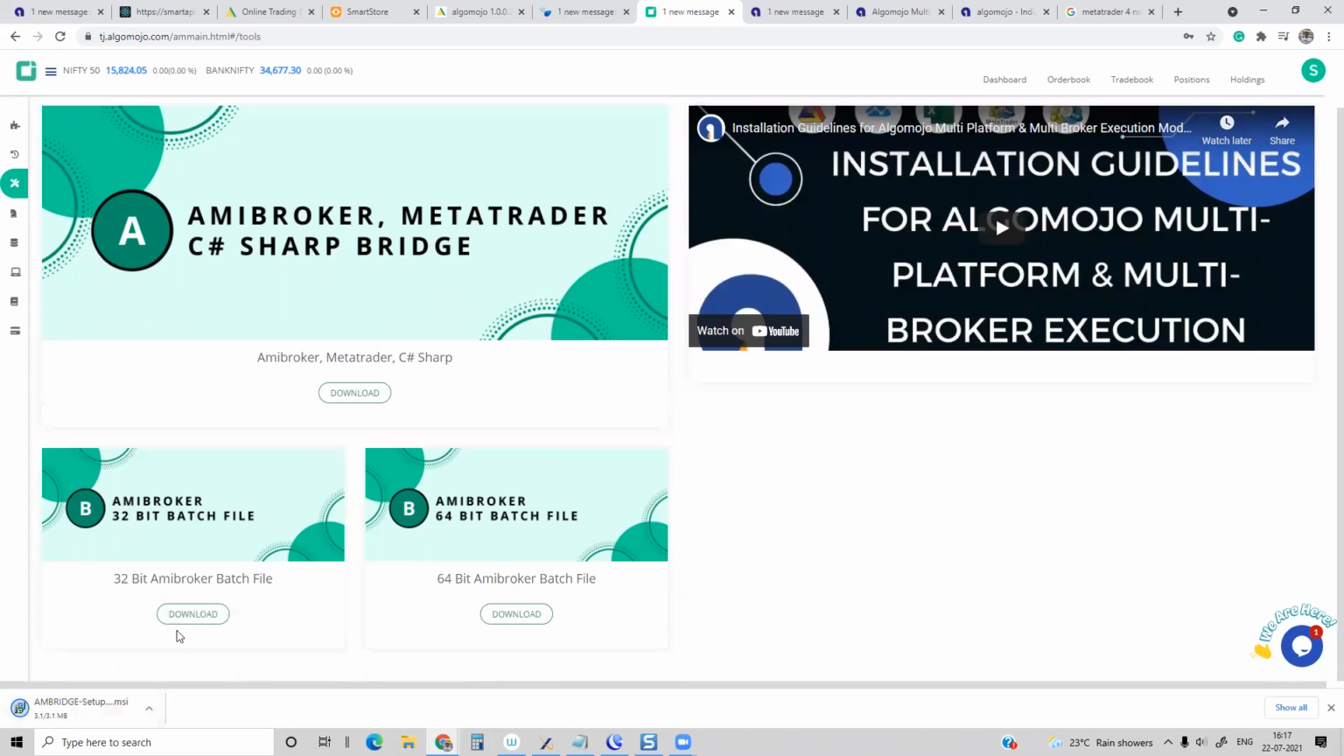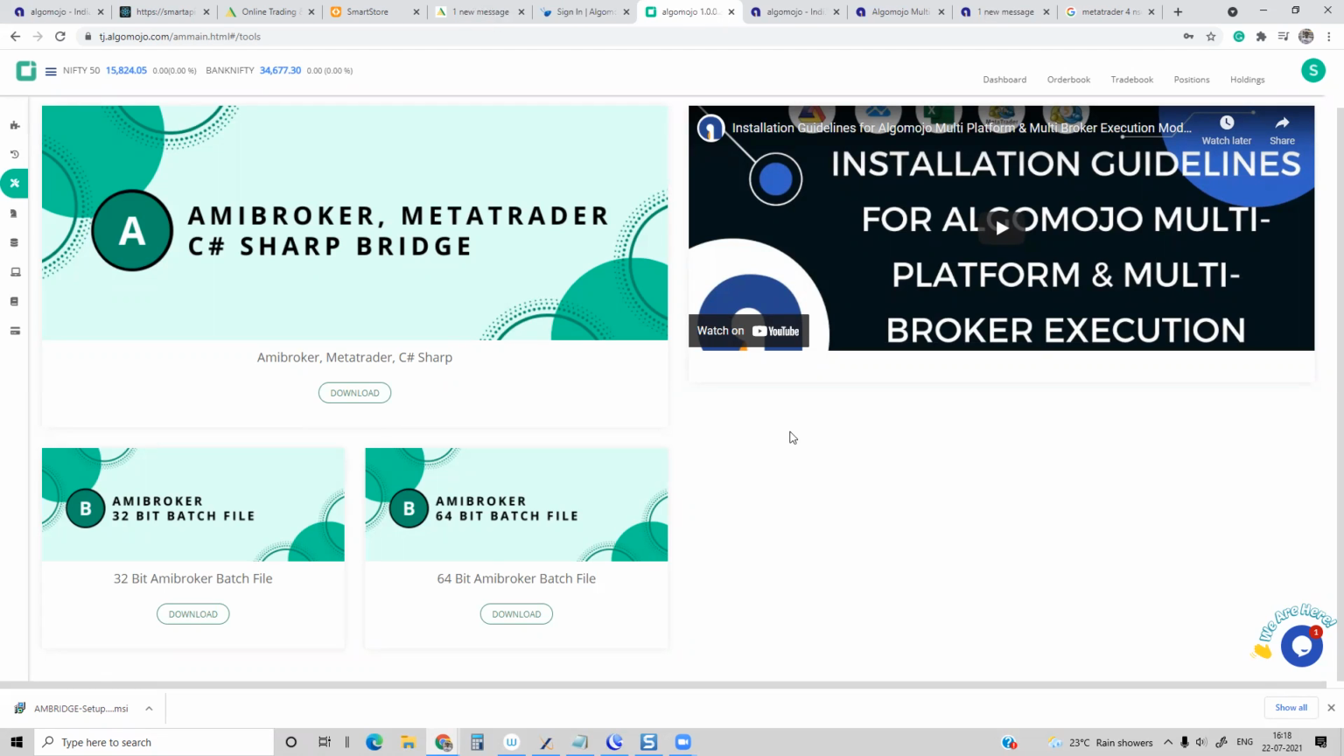Once you install this, you have to run this 32-bit batch file and 64-bit batch file. You can watch this video instruction and check out how you can install it. This bridge installation is common for all the brokers. So this bridge installation gives you single connectivity to access all the brokers. From one bridge, you can access any broker of your choice. There is no restriction on the number of brokers you can access. There is no restriction on the number of accounts you can access.